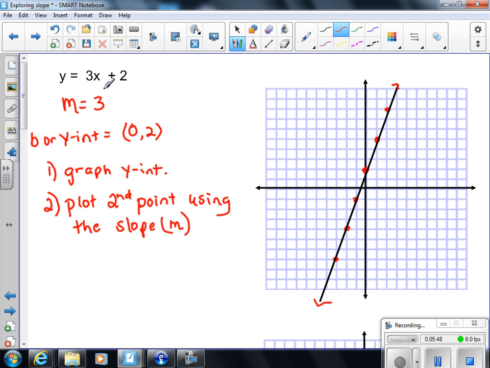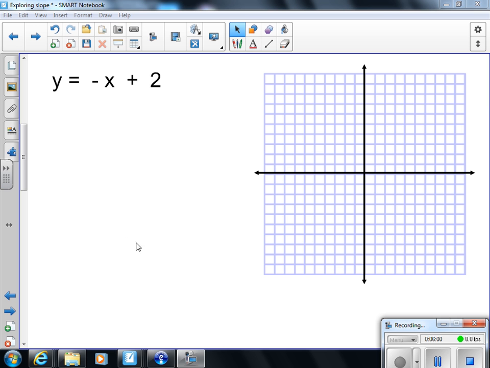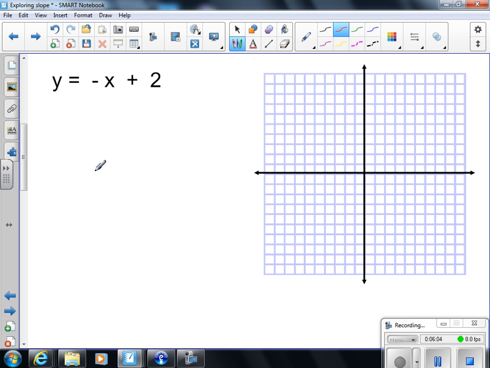But it's a lot quicker to do it that way if you identify the y-intercept first and plot it, and then the second point using your slope, than it is to actually make a t-chart. All right, let's try another one. We have the equation y equals negative x plus 2. Let's first identify what your slope is and what your b or your y-intercept.